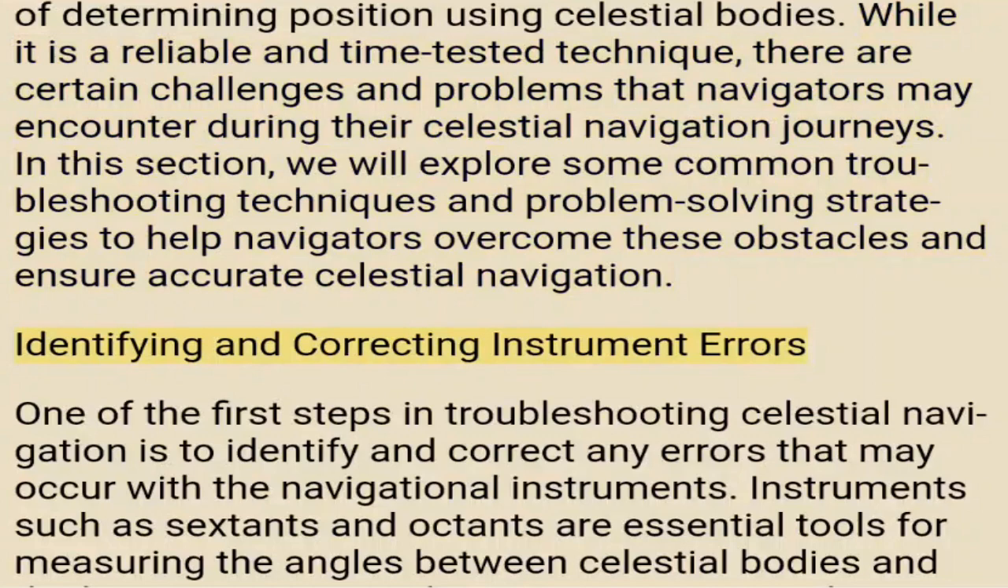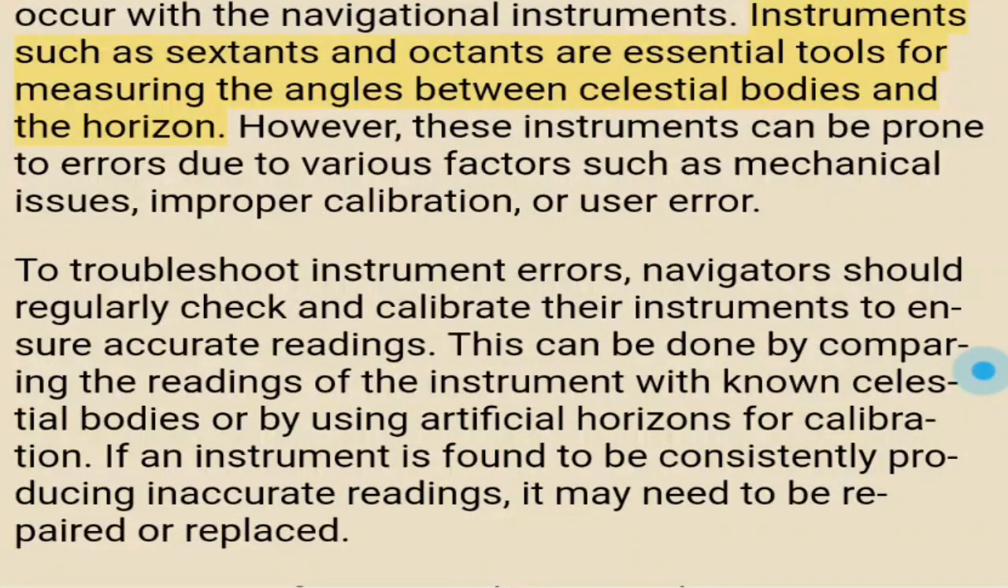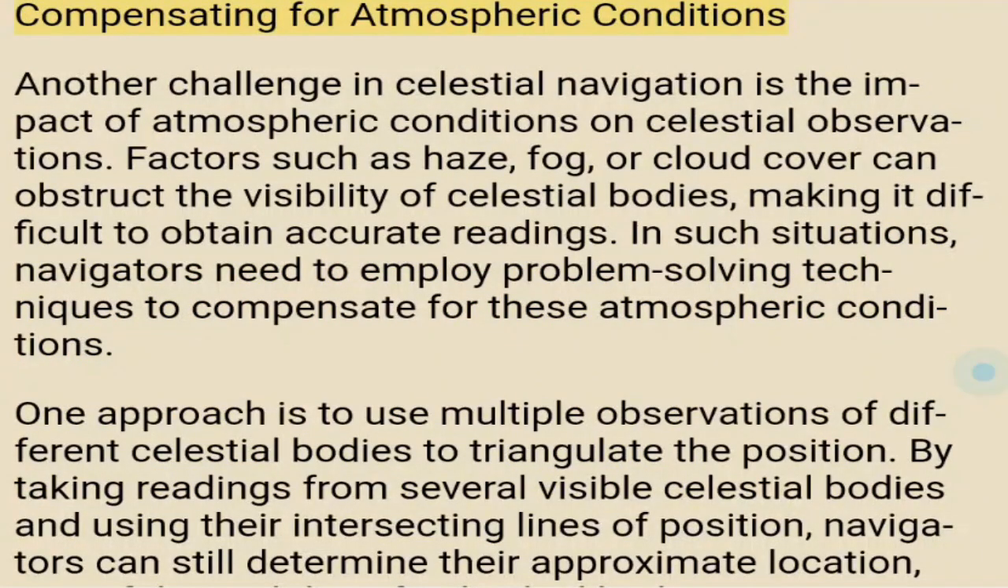Identifying and correcting instrument errors. One of the first steps in troubleshooting celestial navigation is to identify and correct any errors that may occur with the navigational instruments. Instruments such as sextants and octants are essential tools for measuring the angles between celestial bodies and the horizon. However, these instruments can be prone to errors due to various factors such as mechanical issues, improper calibration, or user error. To troubleshoot instrument errors, navigators should regularly check and calibrate their instruments to ensure accurate readings. This can be done by comparing the readings of the instrument with known celestial bodies or by using artificial horizons for calibration. If an instrument is found to be consistently producing inaccurate readings, it may need to be repaired or replaced.